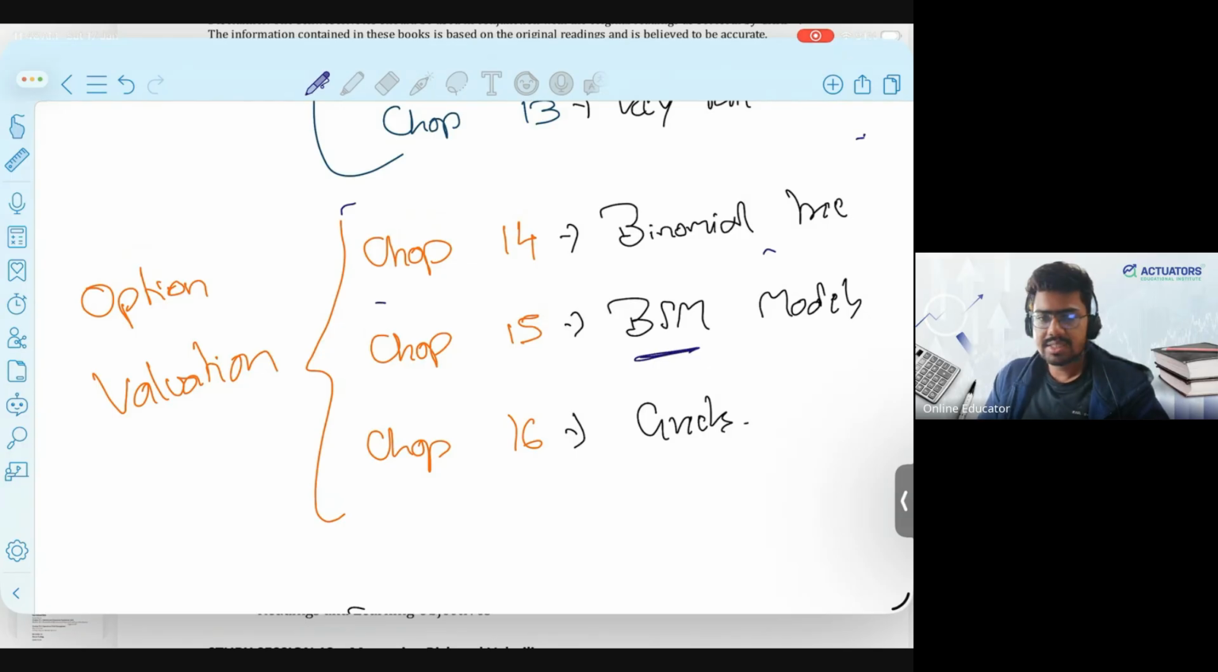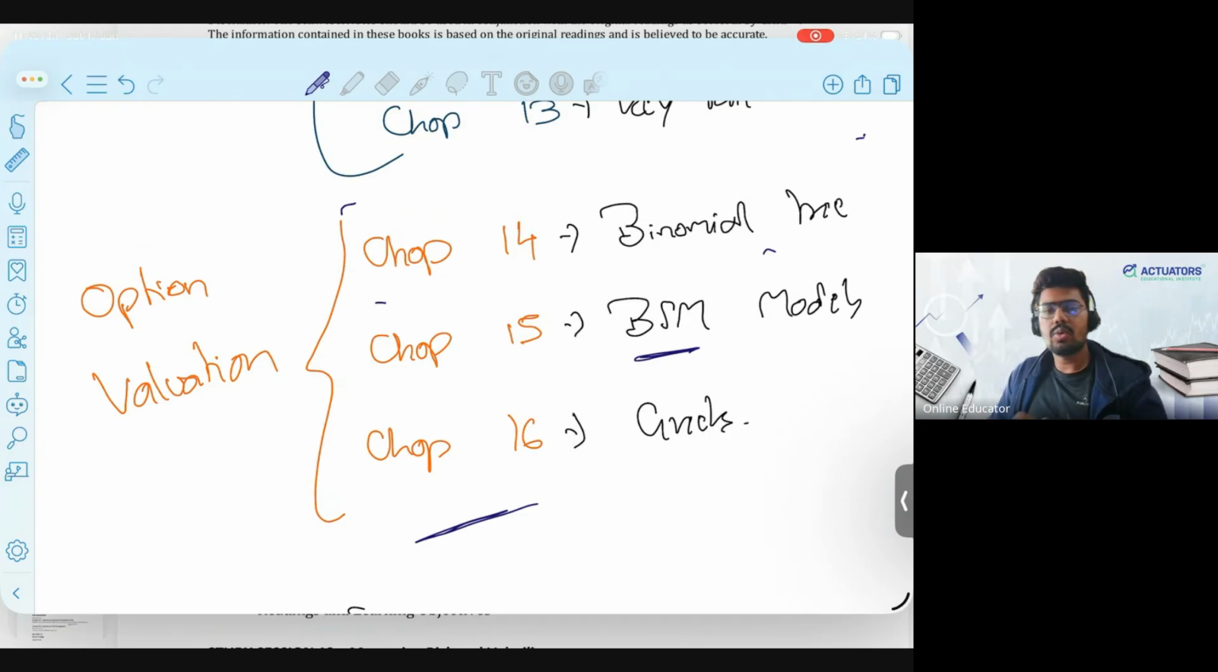And chapter 16 is Greeks. Similar to duration, which is the price movement of a bond relative to interest sensitivity, Greeks are the price movement of an option relative to different metrics. So it can be interest rate, the price of the underlying security, volatility, or time to maturity as well. We will learn about those sensitivities in chapter 16.